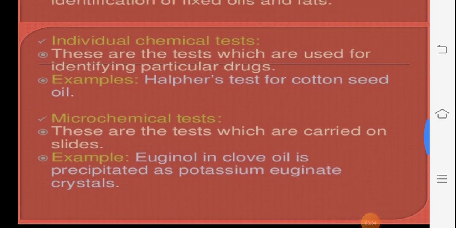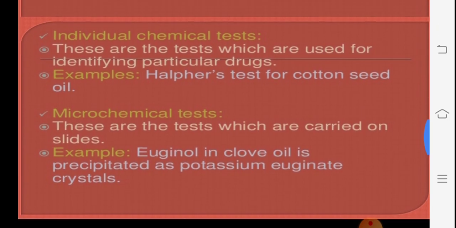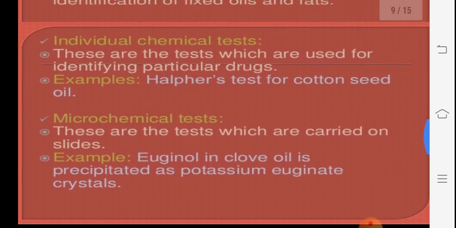The remaining chemical evaluation we will see in the next lecture.